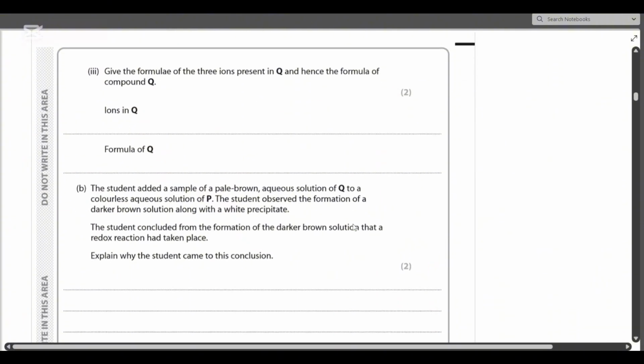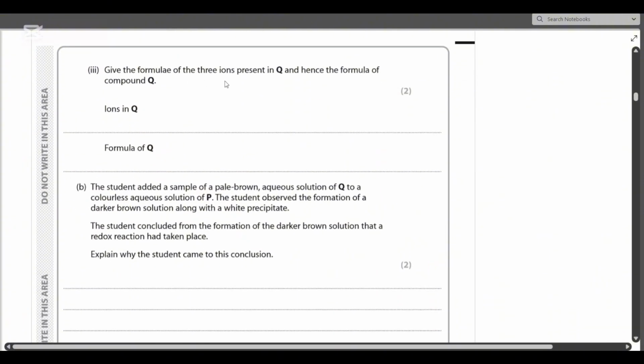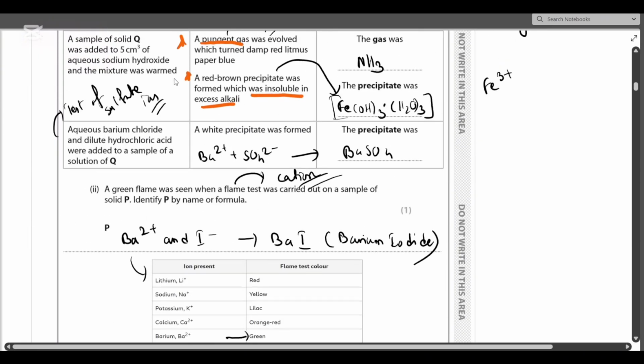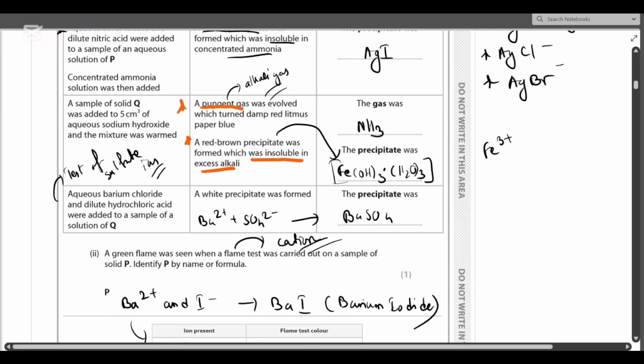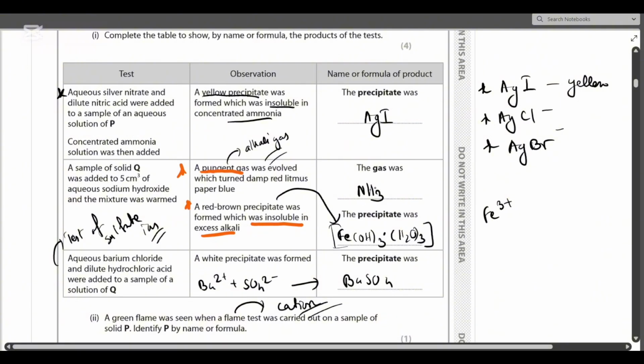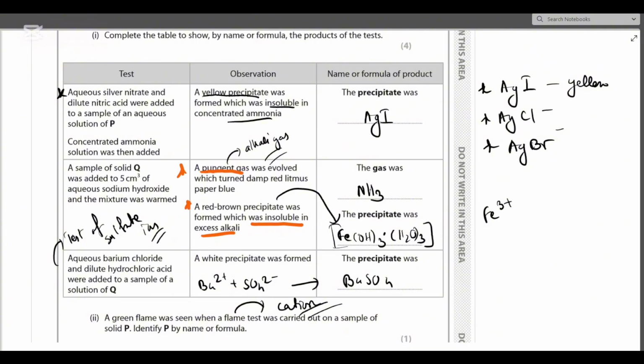Moving on, let's move on to the next one. They said give the formulae of three ions present in Q and hence the formula of compound Q. Now, what did we see in the tests in compound Q? We saw that in Q a pungent smell was produced, and we also determined the presence of Fe3+ ions. Moving on, we also saw that there was the presence of sulfate ions as well in Q.